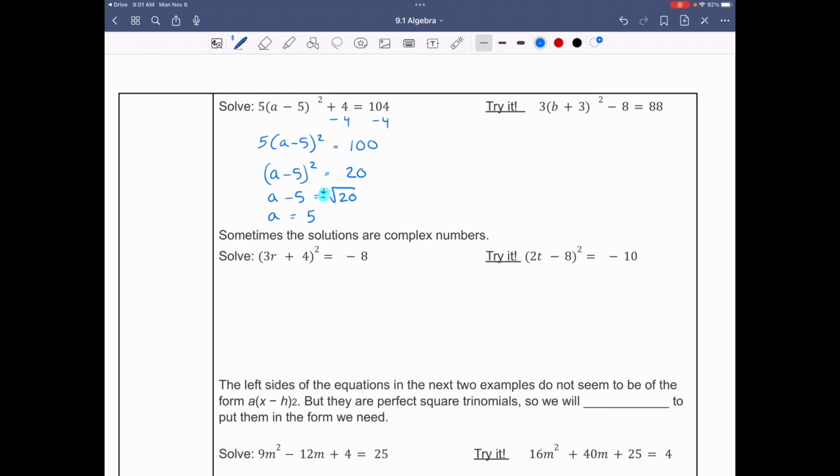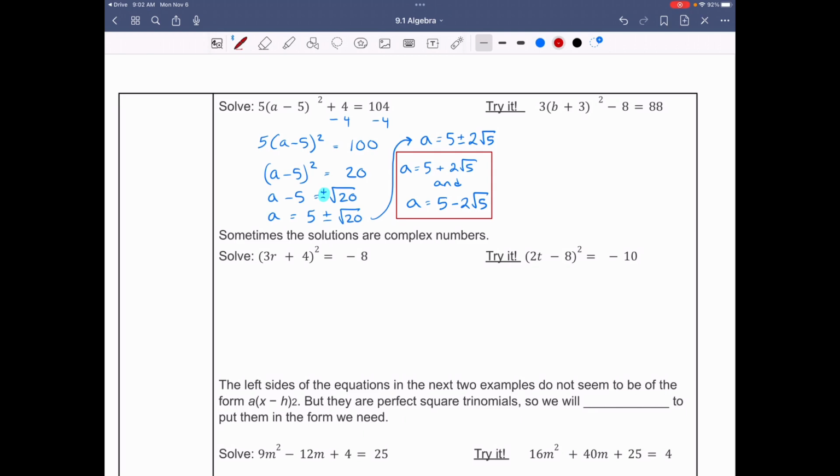Now I'm going to solve for a by adding 5 to both sides. So I get a equals 5 plus or minus the square root of 20. I can simplify the square root of 20 because that's 4 times 5, and 4 comes out as a 2. So I would have a equals 5 plus or minus 2 square roots of 5. Now I'm going to write that as two answers. So a equals 5 plus 2 square roots of 5, and a equals 5 minus 2 square roots of 5. And that is our answer.